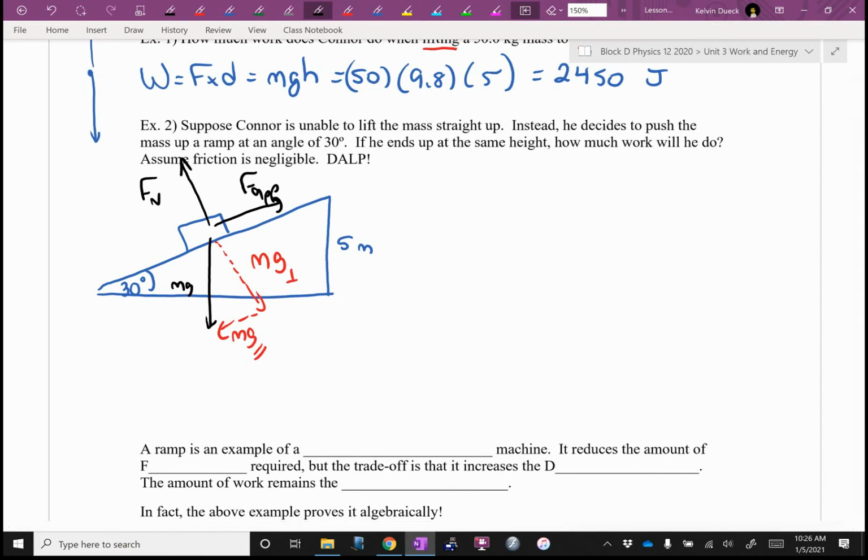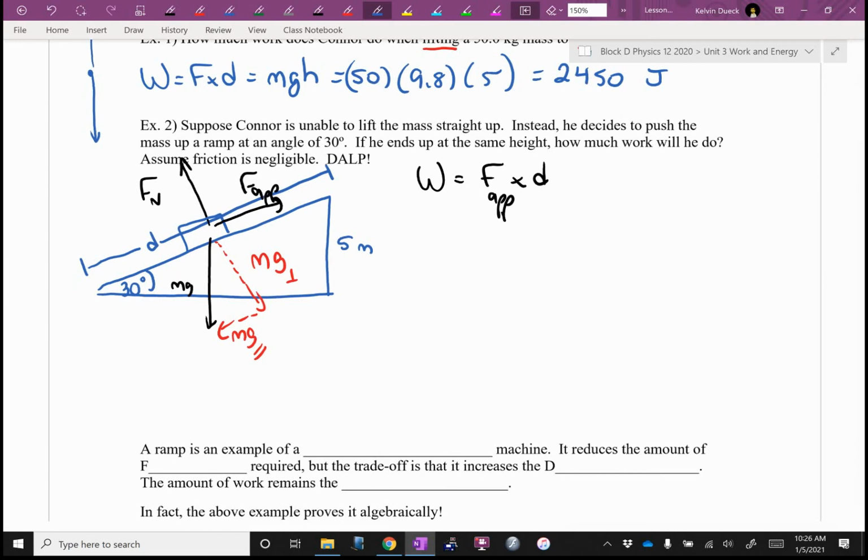Again, let's assume that Connor is doing the minimum amount of work. So we're going to say a is 0. You're just keeping it going at a constant speed. Now, what is work? Force times distance. Which force? In this case, it's the applied force. But the force and the distance have to be in the same direction. So the distance that we want is that. Not a force, it's a distance.